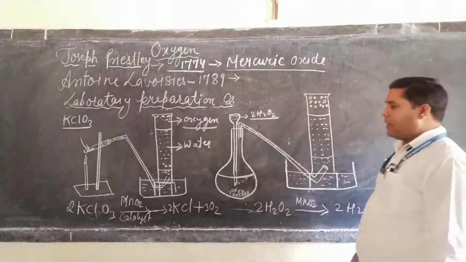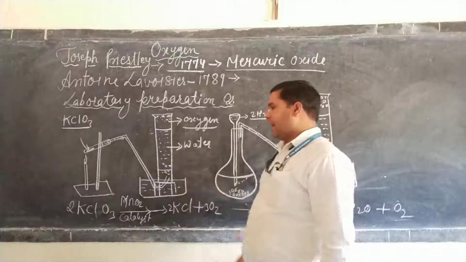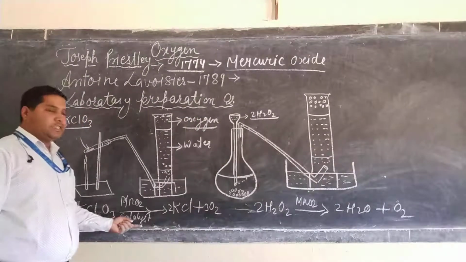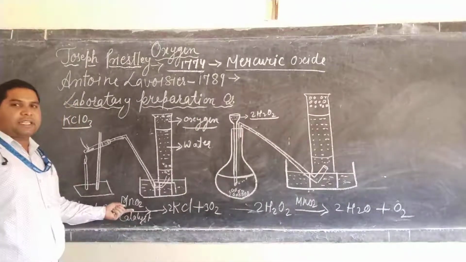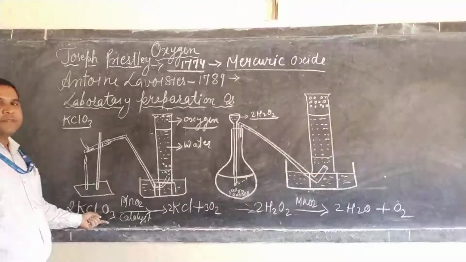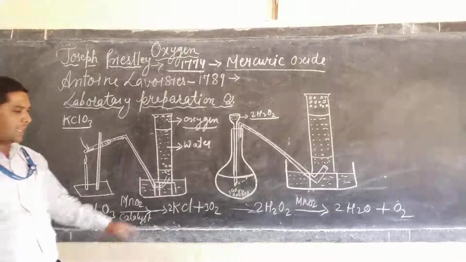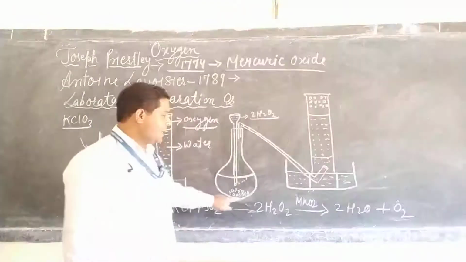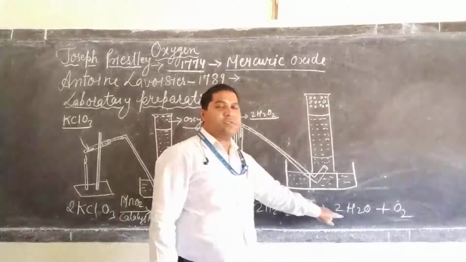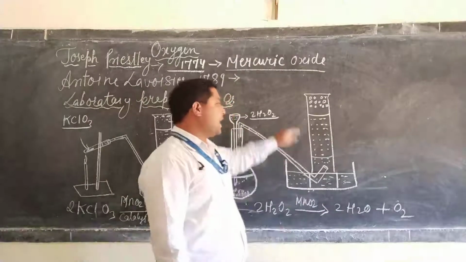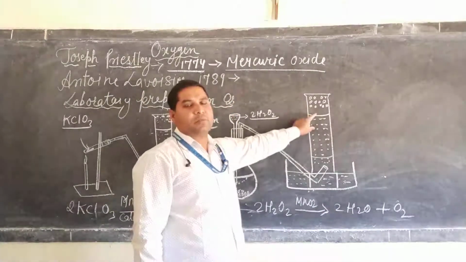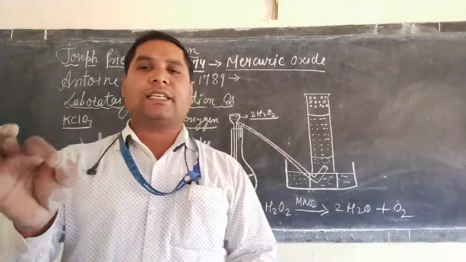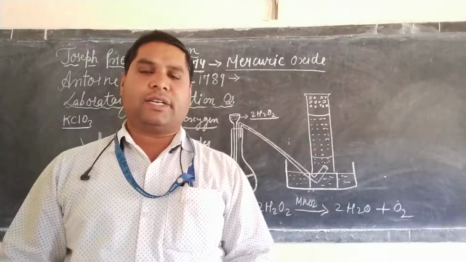So this way, there are two methods. In the first method, potassium chlorate dissociates in the presence of manganese dioxide when it is strongly heated, whereas in the second method, dilute hydrogen peroxide breaks down to produce oxygen, and it is collected by the downward displacement of water. Reason behind it? Oxygen is slightly soluble in water, dear student.